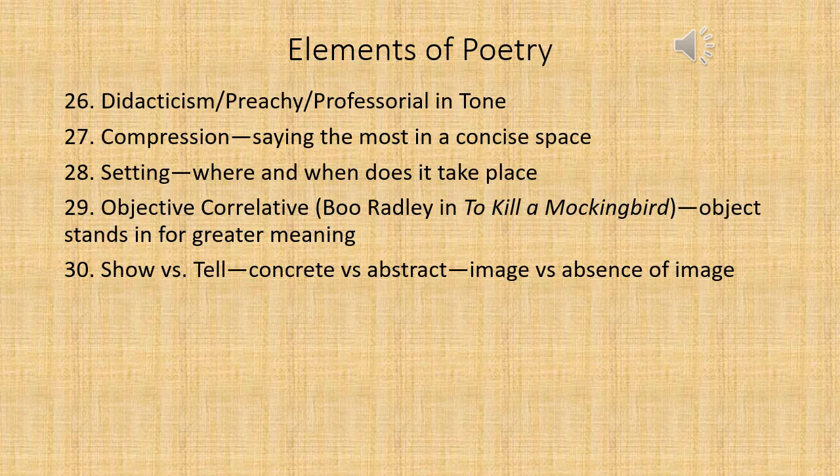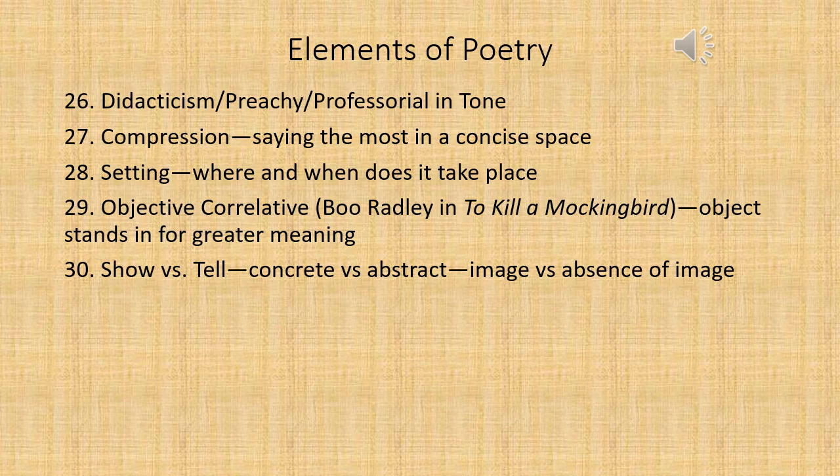29, objective correlative. So think of correlative as it's correlating one thing to another. It's kind of like symbolism, an extended symbolism. If you've read To Kill a Mockingbird, I'm not sure if that's part of the Canadian canon in high school, but it certainly is in America.